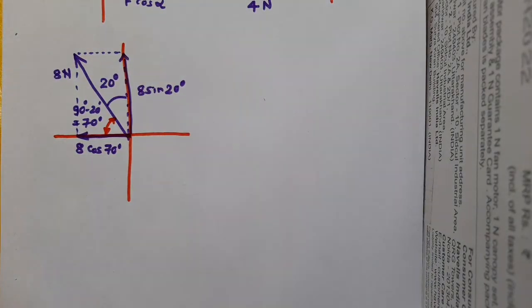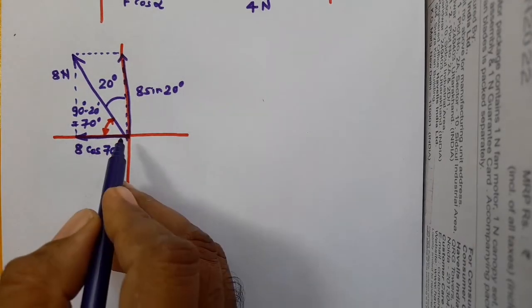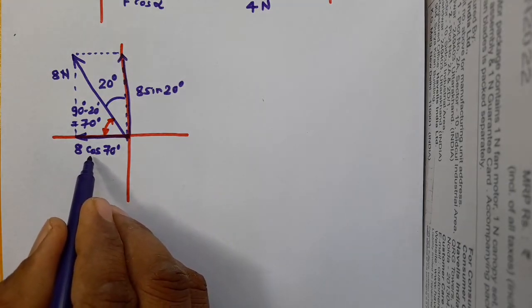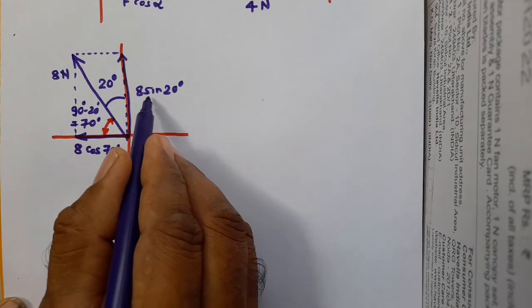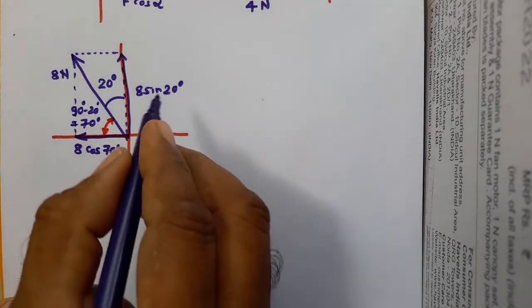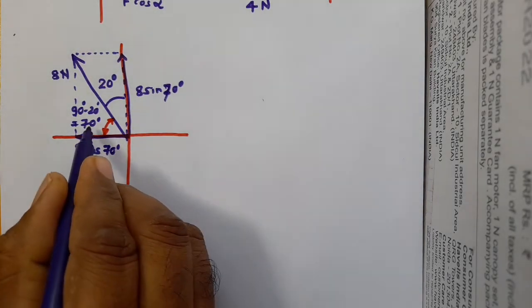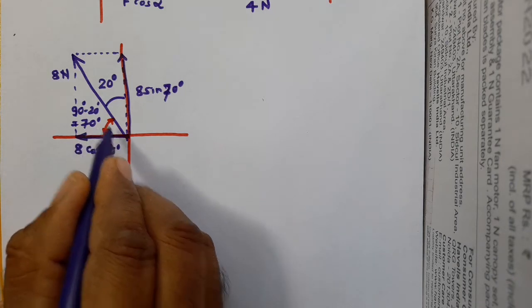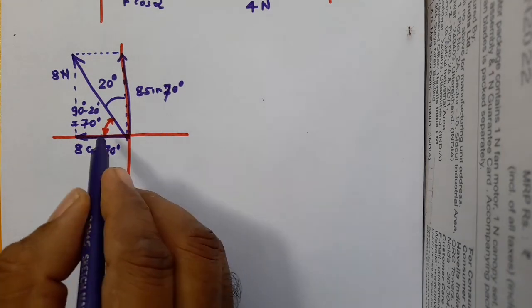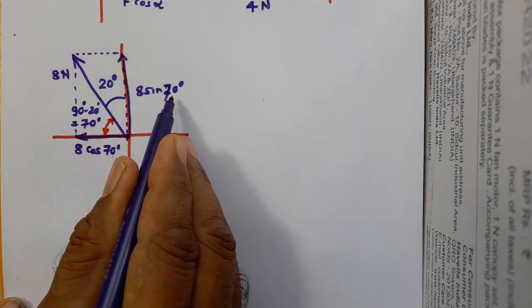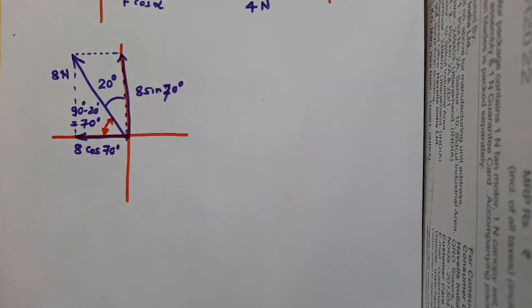So this is how the force can be resolved into two components. One is the horizontal, another is the vertical. Horizontal is always associated with cos, vertical is always associated with sin. This angle is 70 degrees, not 20. The angle which you take here is the angle made by the force with the horizontal line, and that too acute. The same angle will come here as well. So this is how the given force is resolved. We will take one more example.